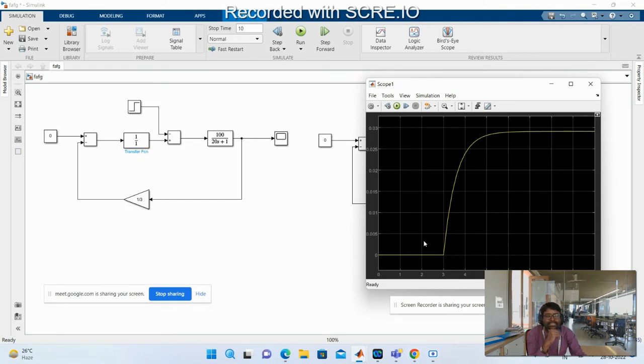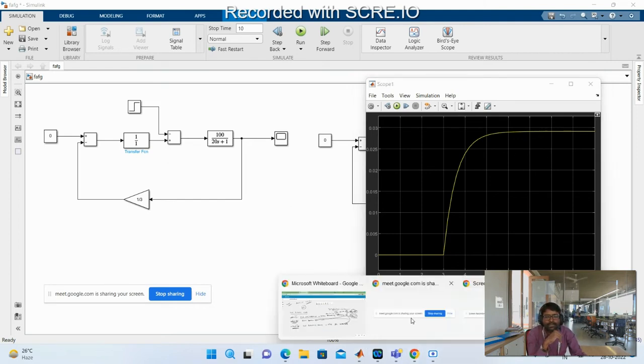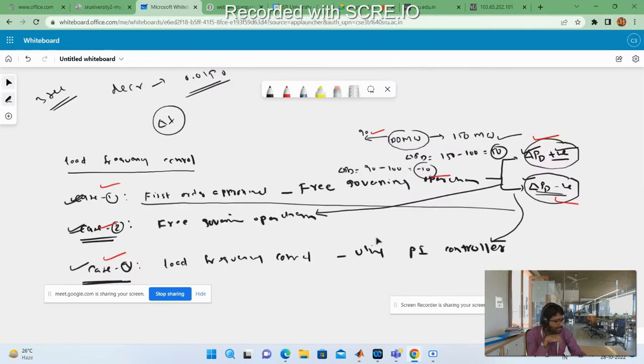Now tell me, what is the system frequency in this scenario? Initially, let us assume you are operating at the frequency f naught equal to 50 hertz. When the load is decreased by 0.01 per unit, what is the steady state frequency? F equal to f naught plus delta f, that's equal to 50 plus the frequency deviation 0.029. So that is 50.029 hertz. That's it.